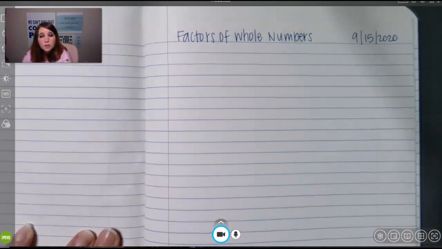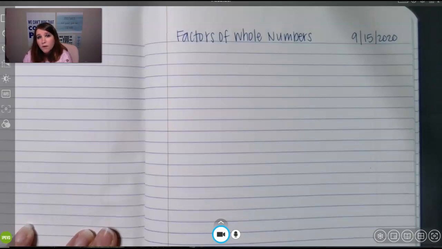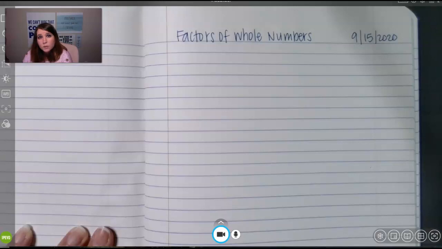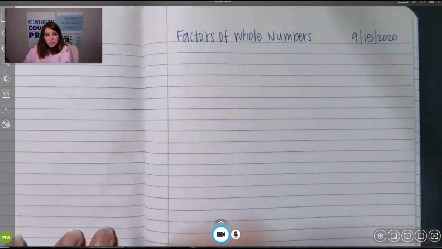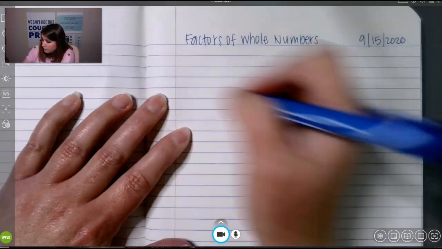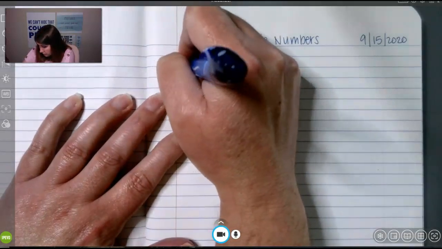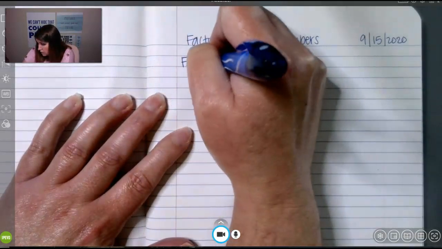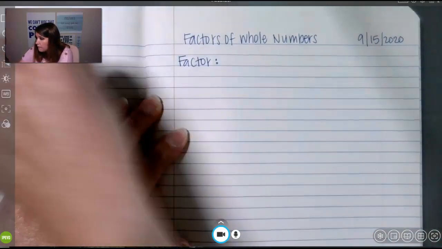And then first we're going to start our lesson out with some vocabulary. In our vocabulary, we're going to talk about two different words: a word factor and a word factor pair. And then we're going to do some work with those things. So first, let's talk about a factor.